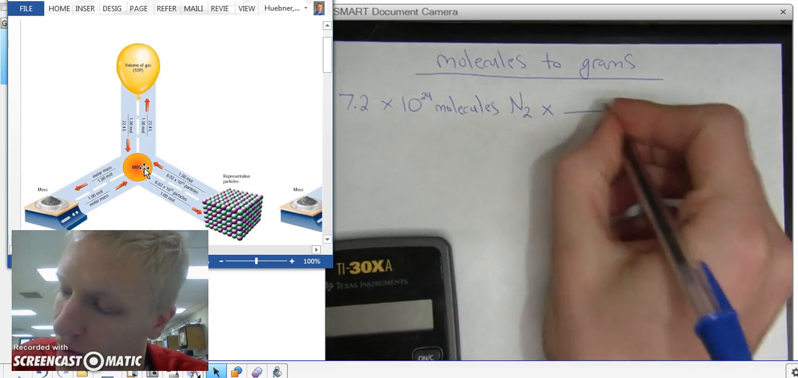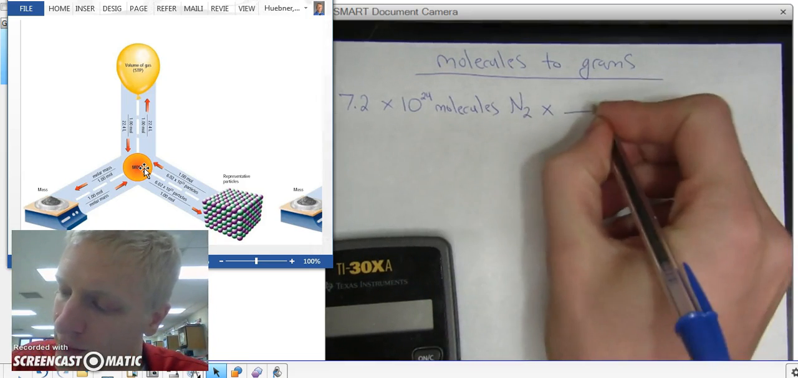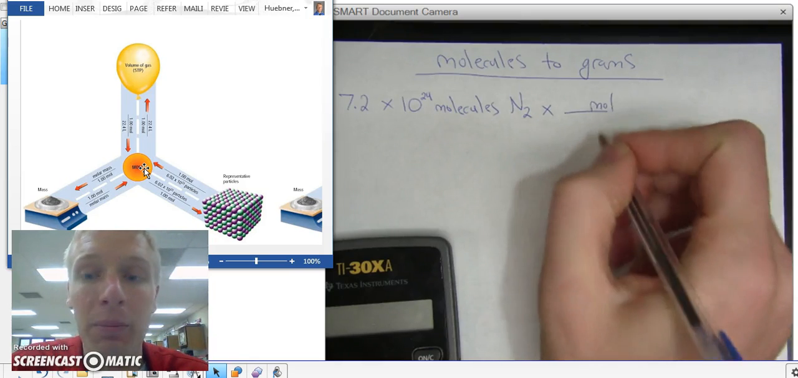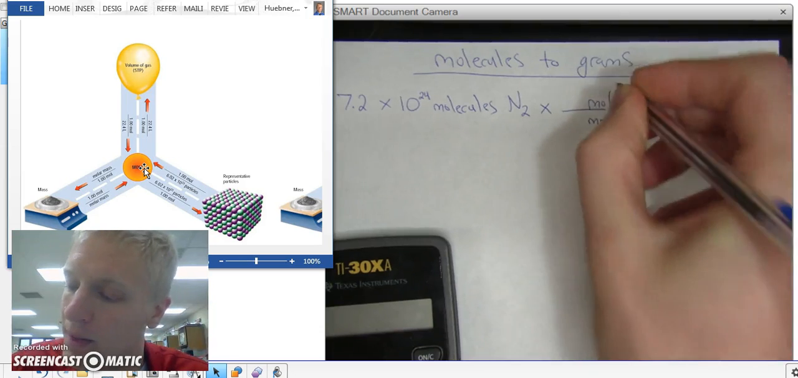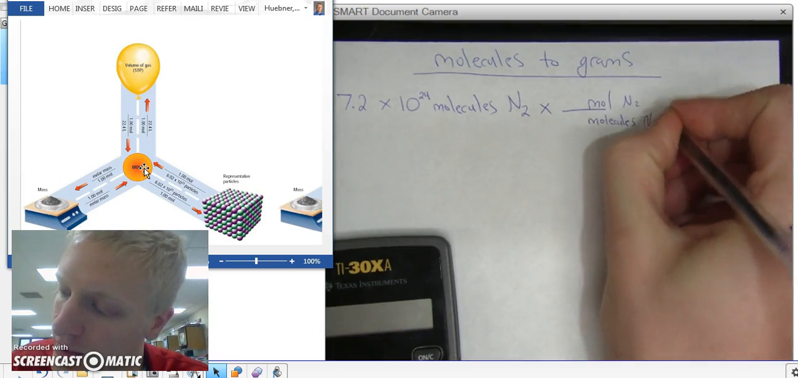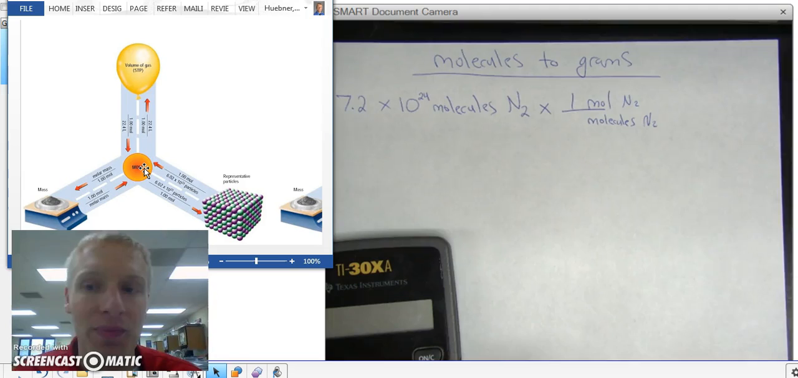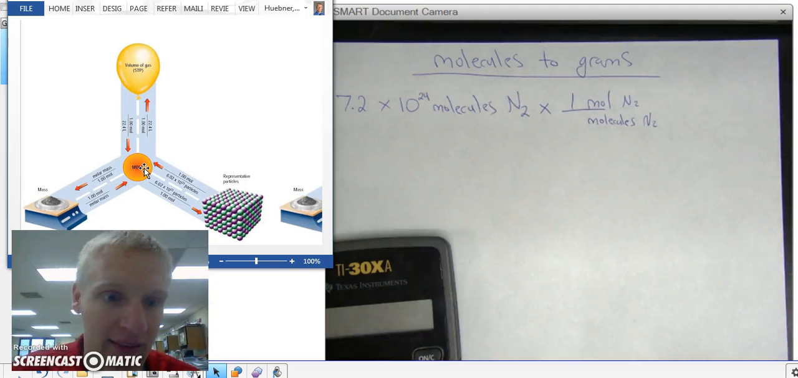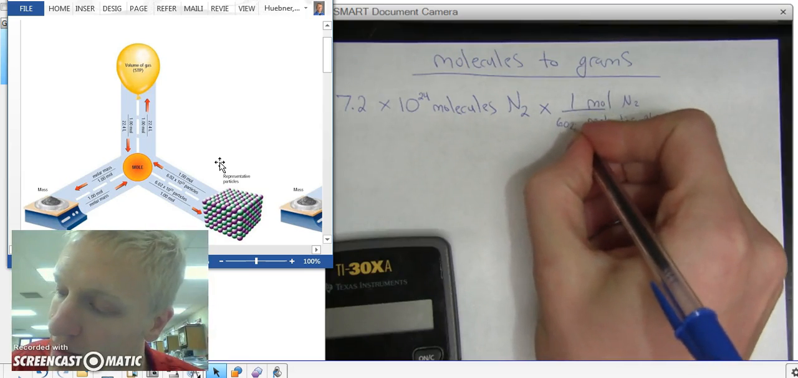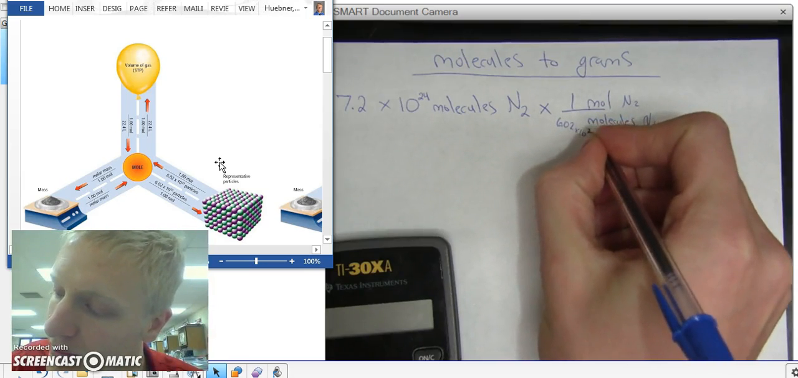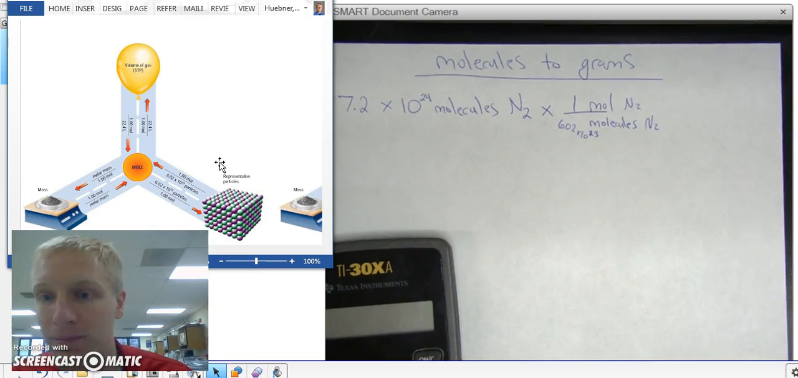So converting to moles means I got to put it on top of my conversion factor, and I put what I'm getting rid of on the bottom of my conversion factor. It's easier to deal with 1 mole. That way we already have that memorized, or it's on this conversion sheet. 6.02 times 10 to the 23rd molecules are in 1 mole.